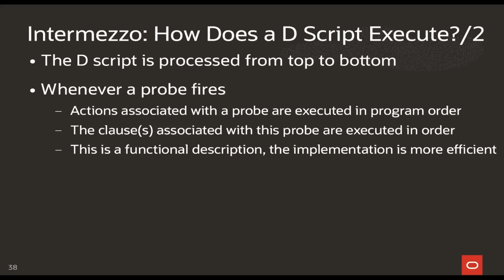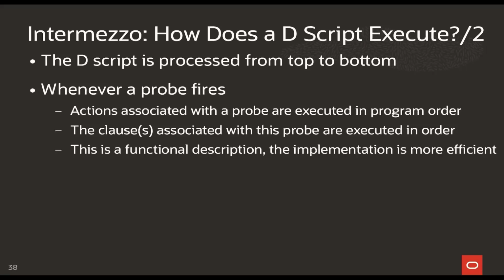The D script is actually processed from top to bottom, and the probes fire in an asynchronous way. When the conditions are met, a probe will fire. But there's also a sequential part, a serial part. The actions associated with the probe are executed in program order, and the clauses with the probe are executed in order. So there's definitely an order there. The thing is, the probes, they fire whenever the conditions are met. They're not necessarily or typically will not execute in the order that you write them down in your script.